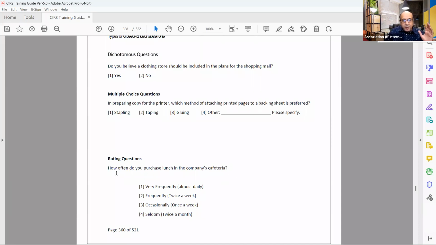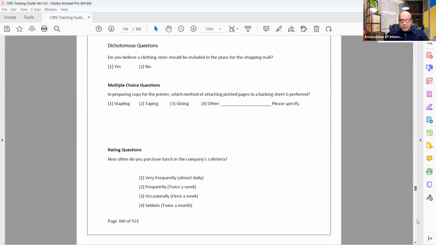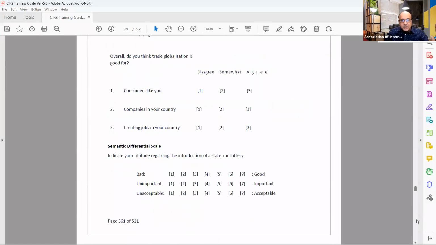Understand, for instance, what are rating questions? How often do you purchase lunch? One, very frequently, and then the fourth one is seldom. So when this question comes, you know that this is a rating question because of the pattern, the way it is written. So just visualize, capture, take a picture in your mind.